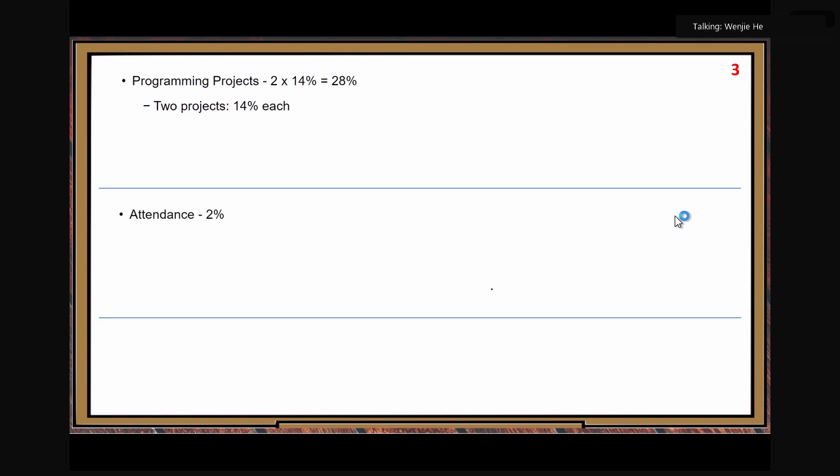Then attendance, 2%. So for the attendance, in recent years, I try to manage the attendance. I try to find a good way to manage this part. Because of the problem.